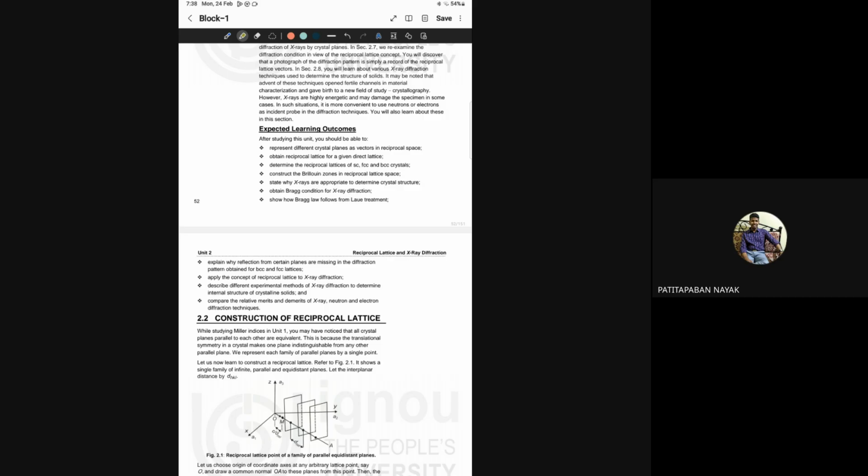So the outcome of this unit will be to represent different crystal vector lengths in reciprocal lattice space, obtain reciprocal lattice for a given direct lattice, determine reciprocal lattices for simple cubic, FCC and BCC crystal, and then describe something called Brillouin zone in reciprocal lattice space, which will be very much useful while discussing band structures. And then state why X-ray is appropriate to determine crystal structure.